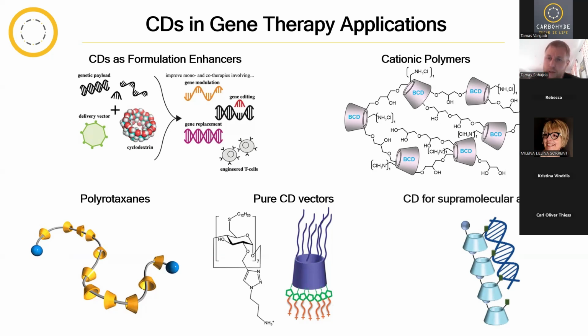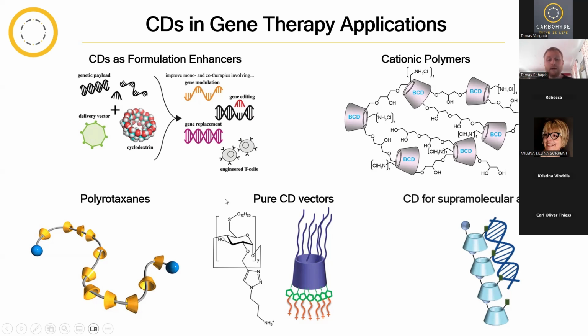I'm not going into detail on all of them, but you can create polymers of cyclodextrins, cationic polymers of cyclodextrins, like a polyimine, which can interact with the DNA. I'm going to show you more information about this product because we have some nice collaborations with the Debrecen University about such a product. You can make a polyrotaxane, which, as you can see, is more like a necklace where the pearls are cyclodextrins, which can also interact with the DNA.